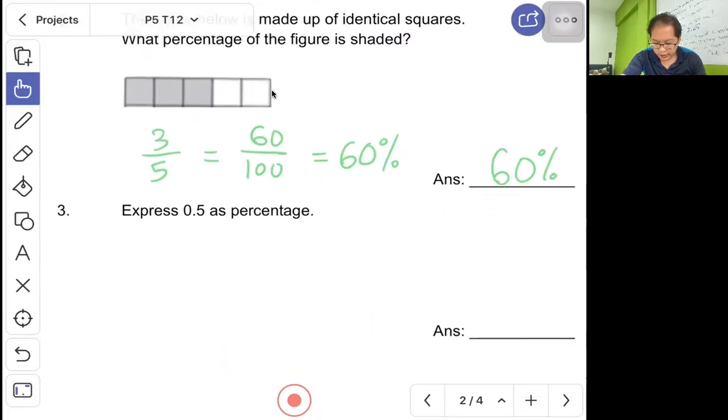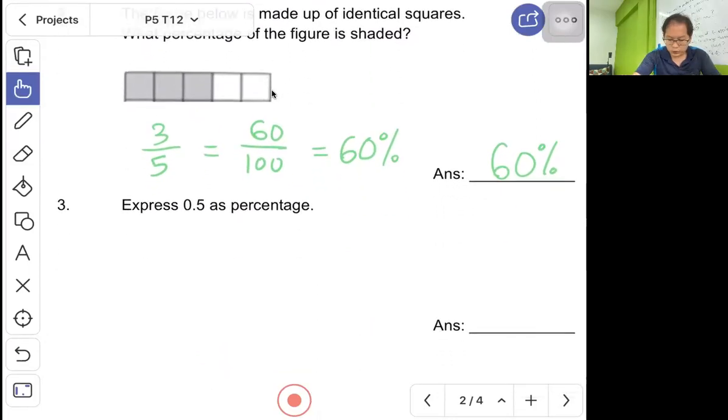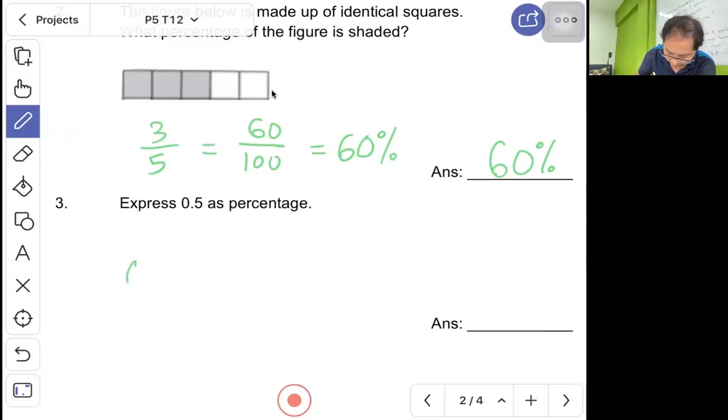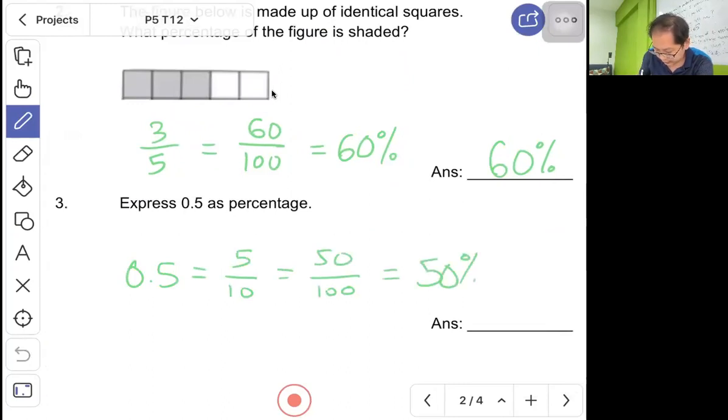Question 3, express 0.5 as percentage. So 0.5 is 5 out of 10, is 50 out of 100. So that gives you 50%. Answer 50%.